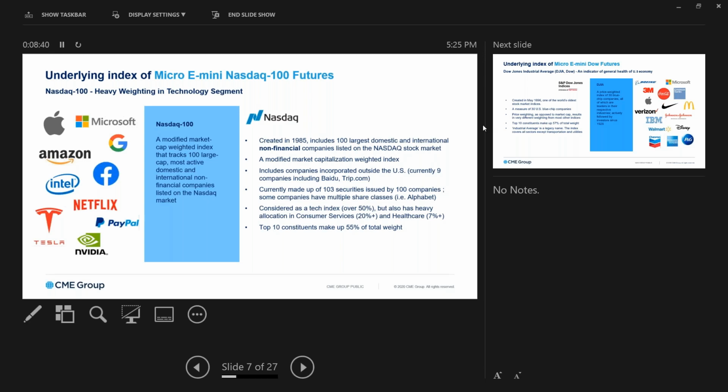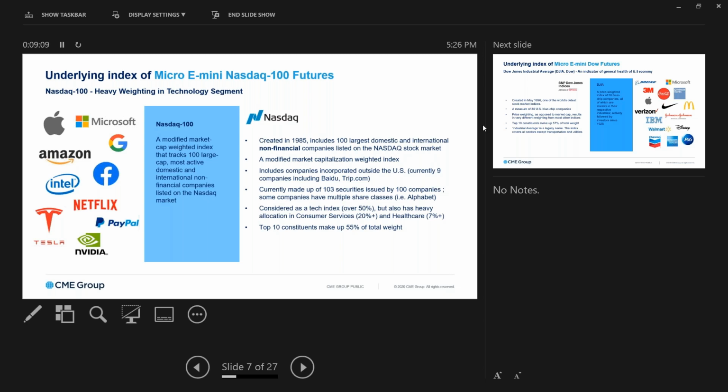This index is owned by a different company called Nasdaq. You can see the company logo at the top right here, right? So Nasdaq is calculating this index, and it was created in 1985. One of the biggest differences between Nasdaq and the S&P 500 is that Nasdaq doesn't have any financial companies. It consists of non-financial companies.